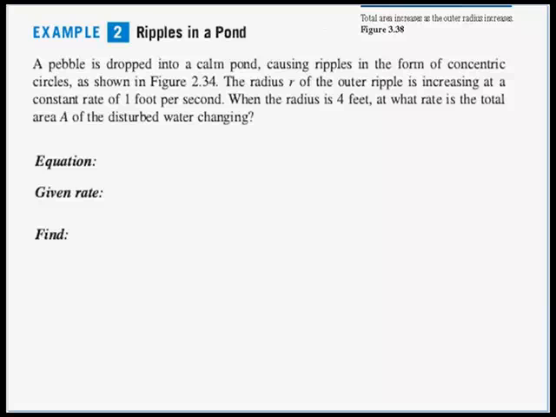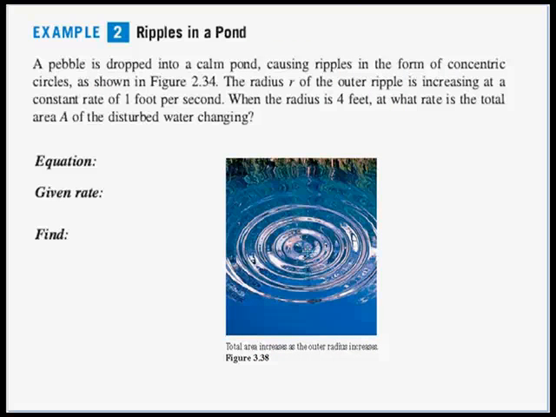So, ripples in a pond. A pebble is dropped into a calm pond, causing ripples in the form of concentric circles, as shown in the figure. We've got a pretty little picture here. So the pebble hits the water and the ripples emanate outward. The radius of the outer ripple is increasing at a rate of 1 foot per second.